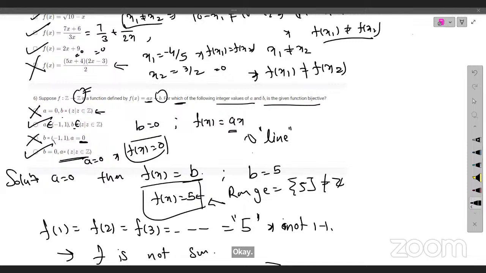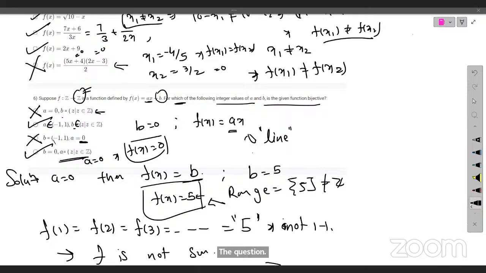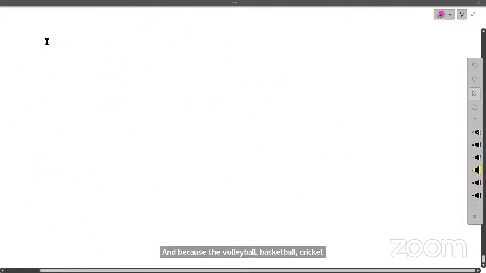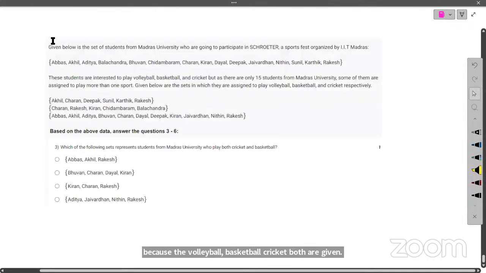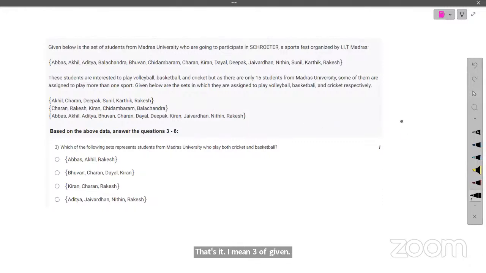So what's your doubt in it? Is there any confusion? Show the screen. The question. Yeah, I'll show. Yes, ma'am. The doubt is in sets, because volleyball, basketball, and cricket, all three are given, and all the names are in the options, so I'm unable to figure it out.